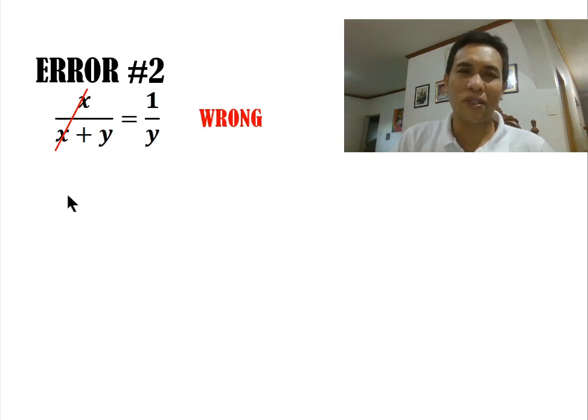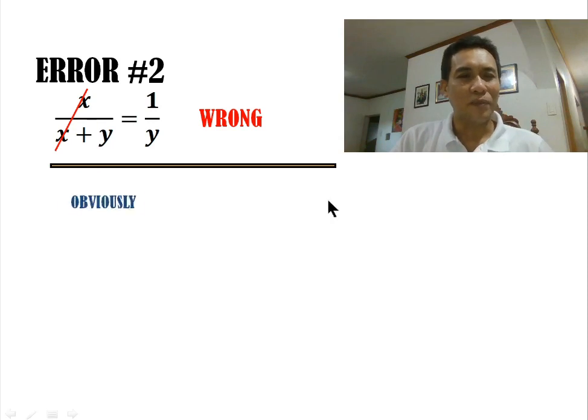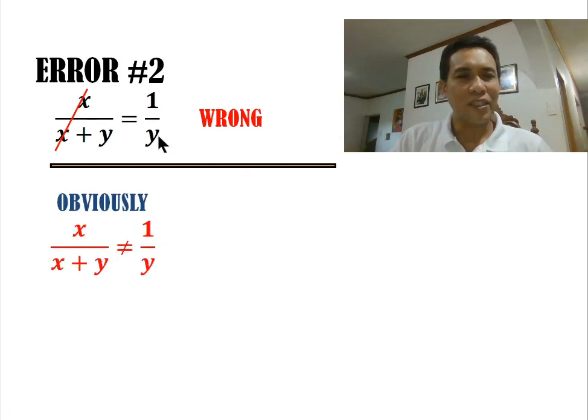This is absolutely wrong. You cannot cancel x here because your denominator is composed of two terms. It's separated by addition or subtraction. But in this case, addition, so cancellation is not permitted in this situation. Obviously, this is wrong. x over x plus y is not equal to 1 over y.